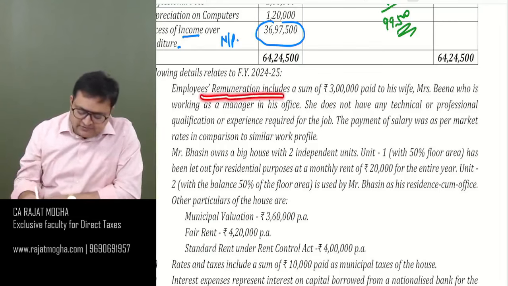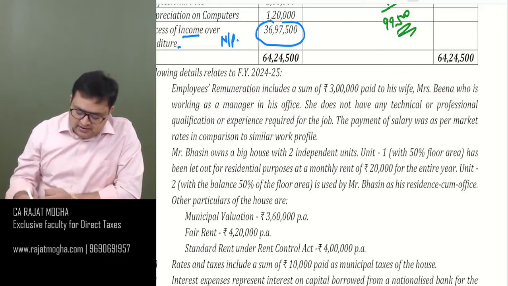Employee remuneration includes a sum of 3 lakh paid to his wife, Mrs. Beena, who is working as a manager in his office. She does not have any technical or professional qualification.